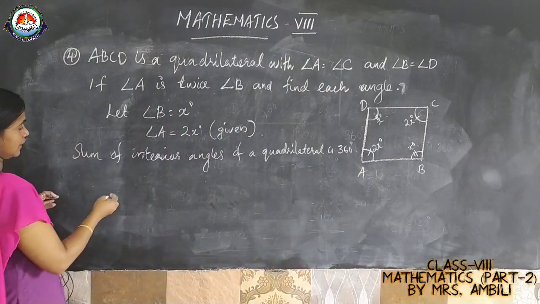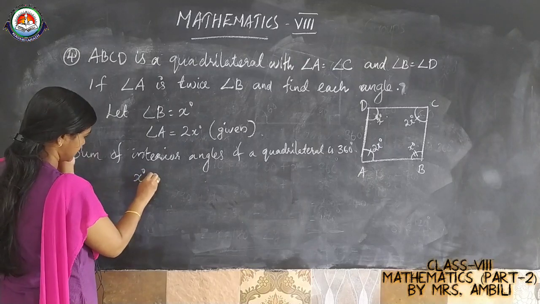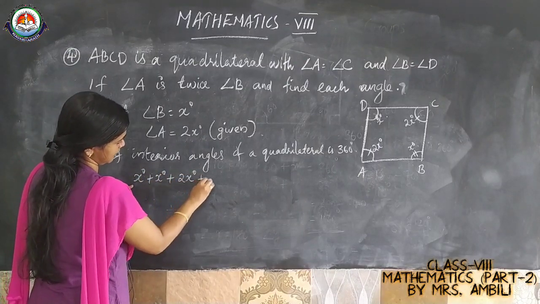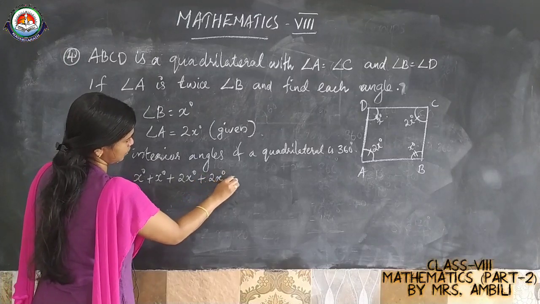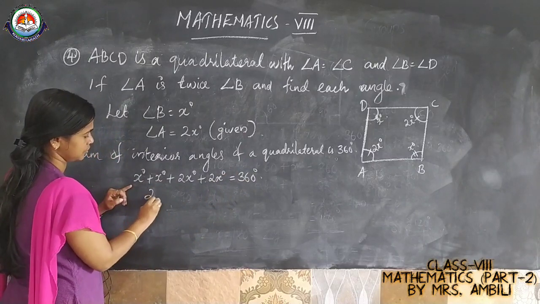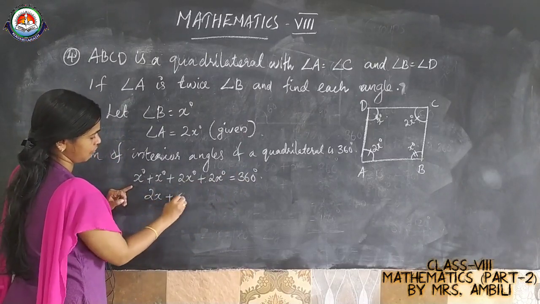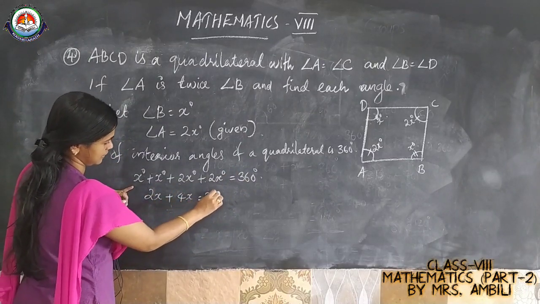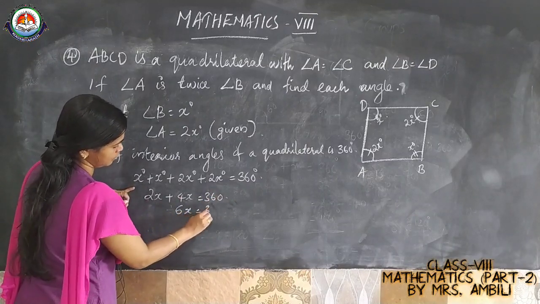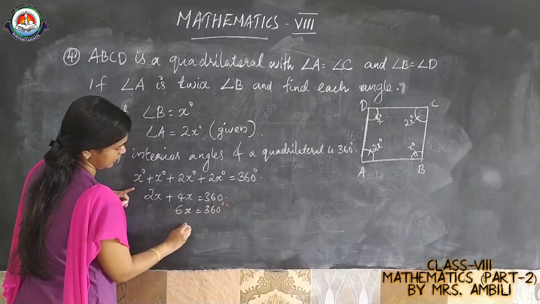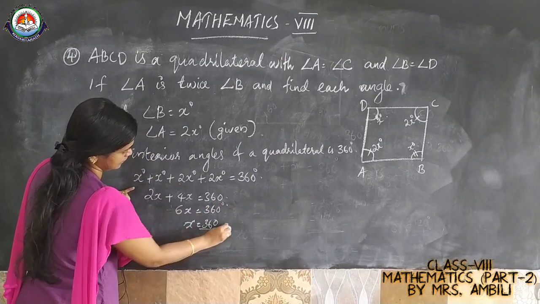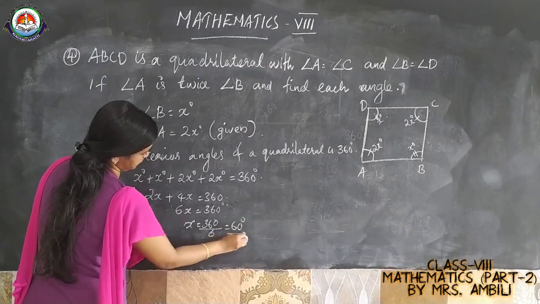Okay. So, we can write x plus 2x plus x plus 2x equal to 360 degree. x plus x plus 2x plus 2x, that is 6x, equal to 360 degree. x equals 360 by 6, that is 60 degree.